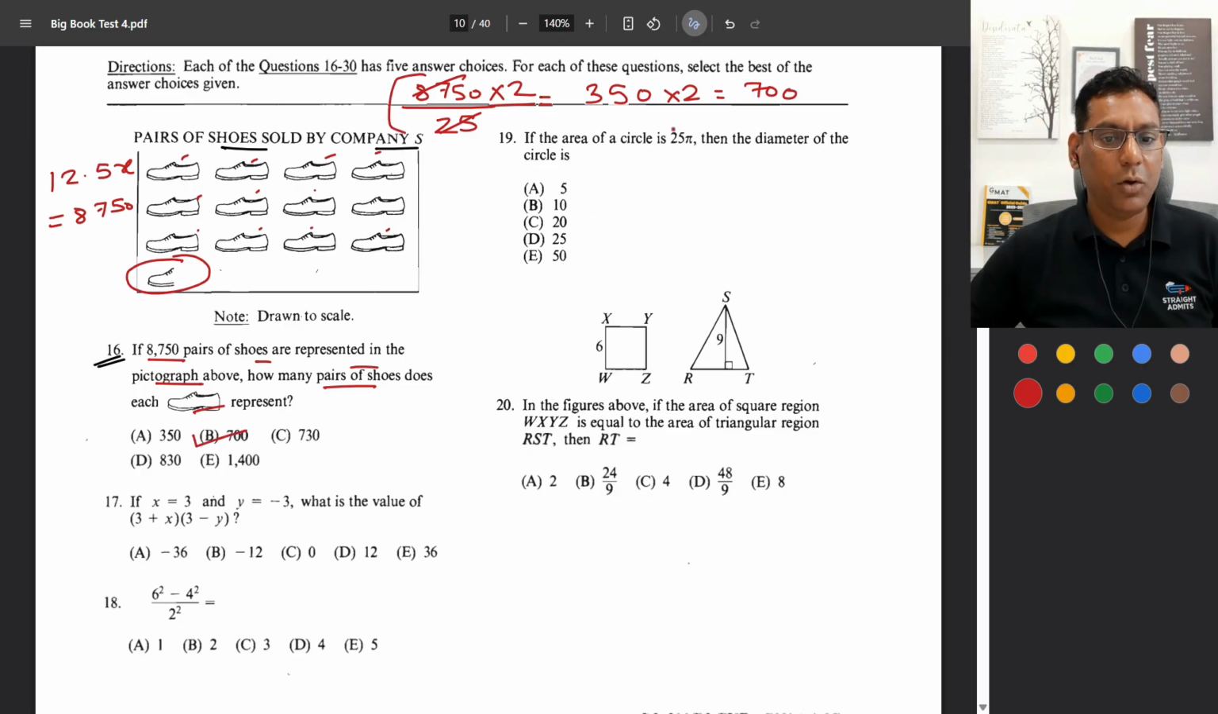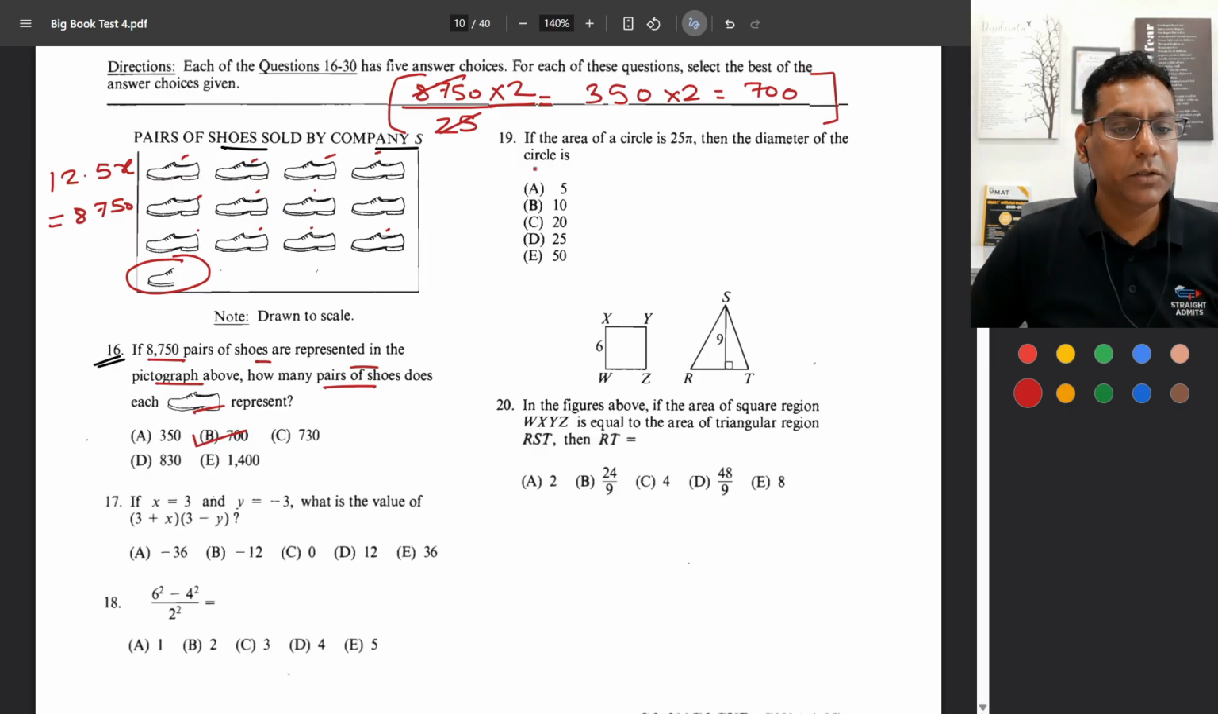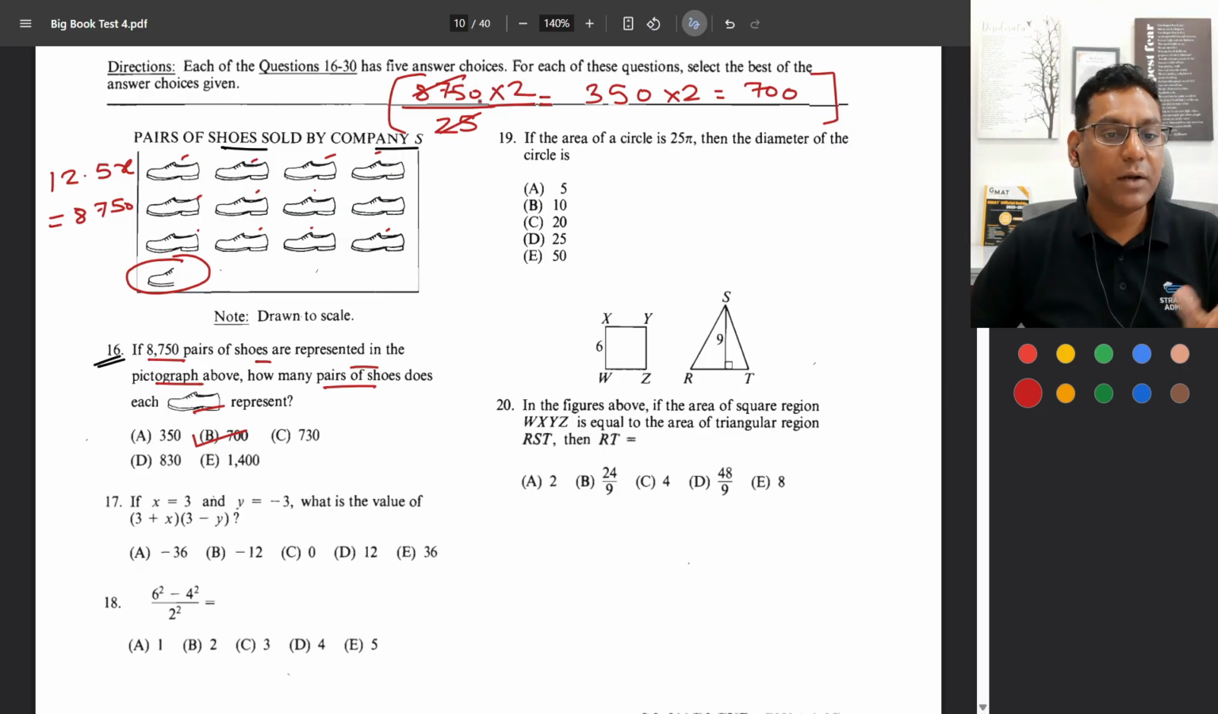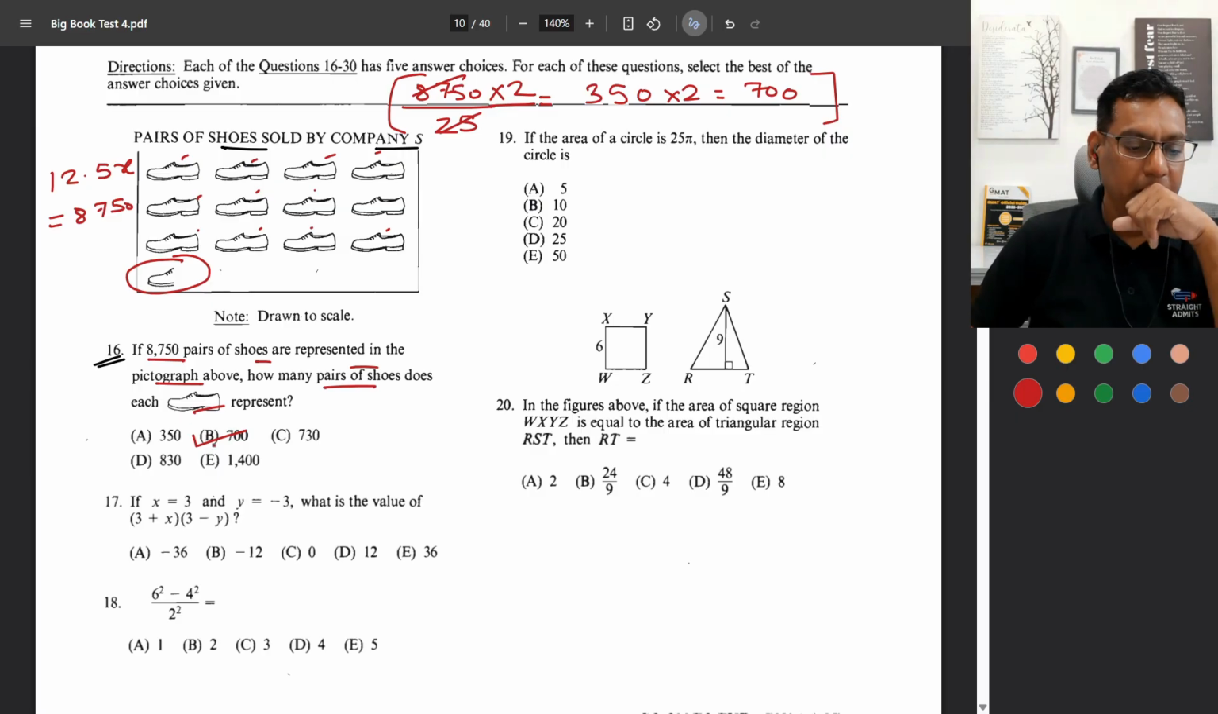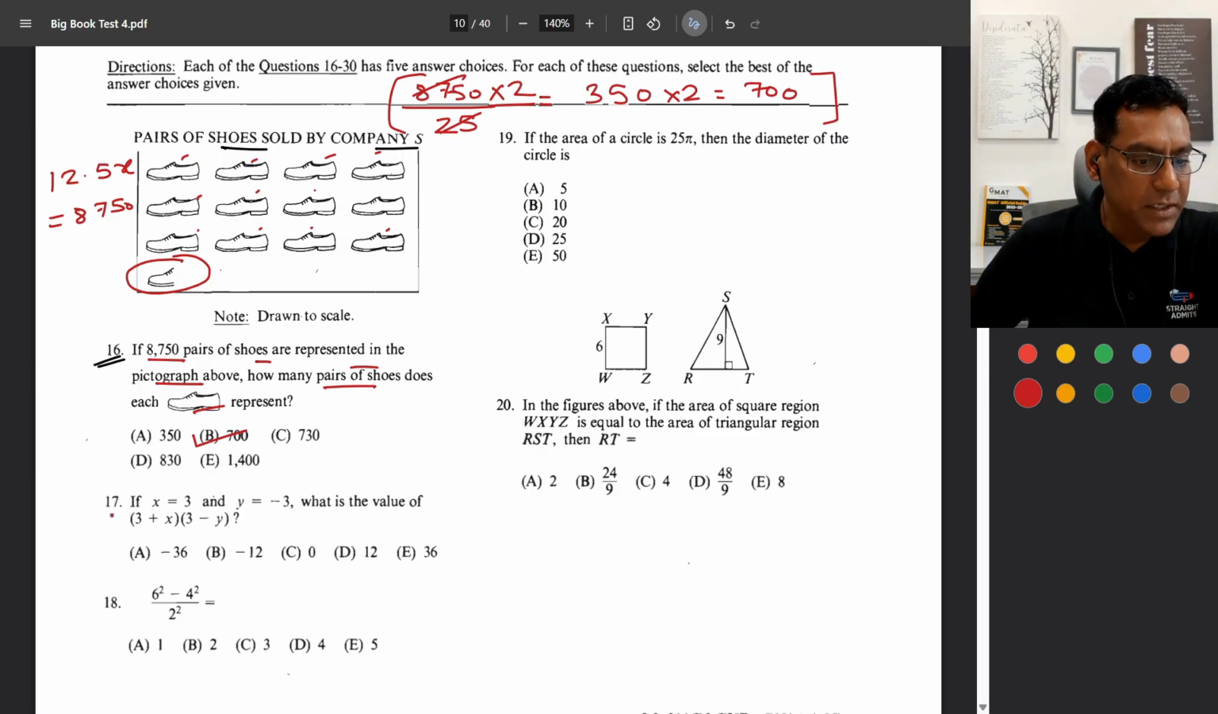Verify this calculation always. You have enough time. Anyway, the numbers are fairly straightforward on the GRE, but still always verify. What you could do is multiply 350 by 25, and you will get this number. Same thing you do with squares and square roots if you are not very sure. You will have enough time for that. So this is 700. Let's move to question 17.